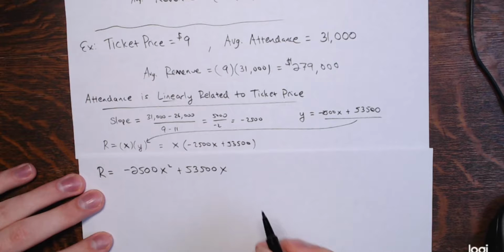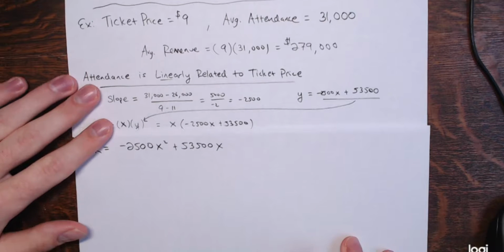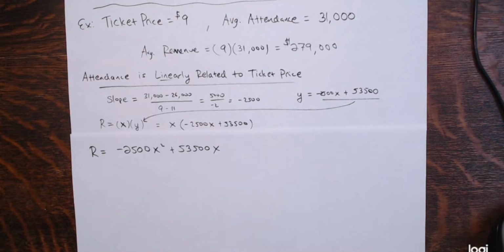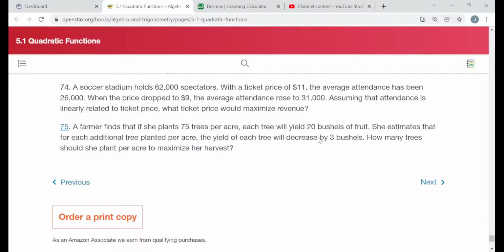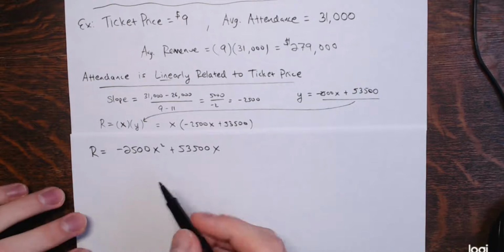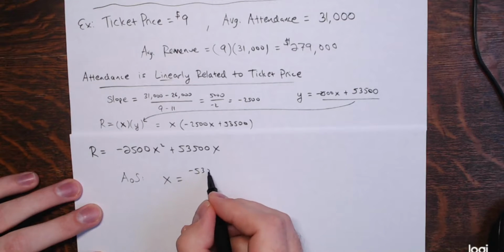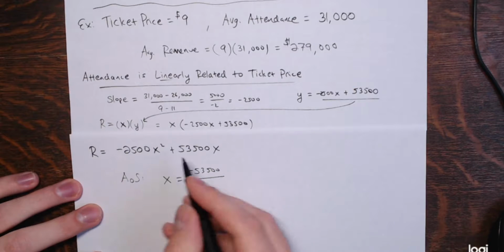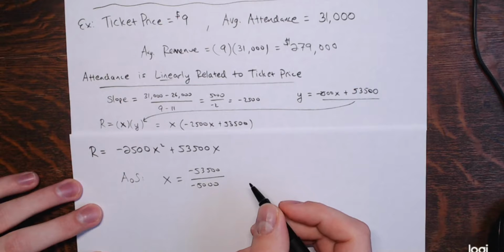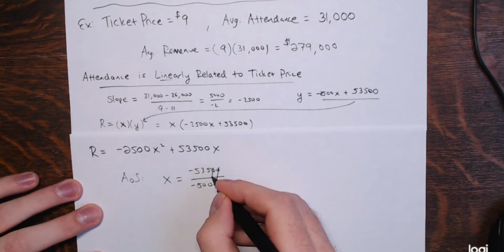Then I can use this to find the maximum revenue, although they didn't ask for the maximum revenue, I don't think. They just asked, assuming that attendance is linearly related to ticket price, what ticket price would maximize revenue? So they're just asking for the ticket price here, the X coordinate of the vertex. My X's represent ticket price. So what's the axis of symmetry? X equals negative 53,500 divided by 2 times this, which would be negative 5,000. Then we cancel a couple zeros here.